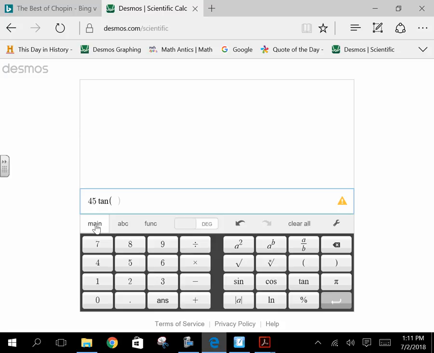Well, the times is automatic. If you put the 45 next to the parentheses, it automatically means times. Good point though. 59. I'll close those parentheses. The tangent of 59 degrees. Hit enter. I'm going to round to the nearest tenth. 74.9. 74.9 to the nearest tenth place.